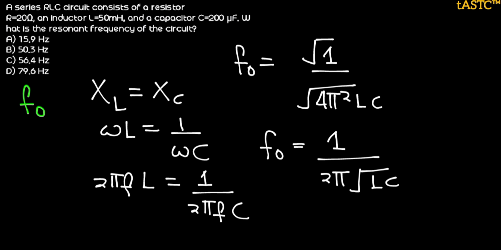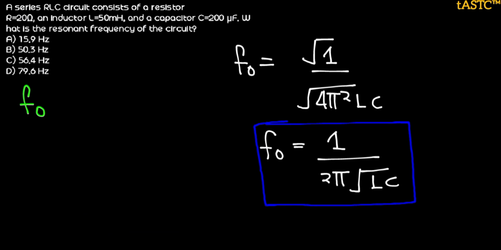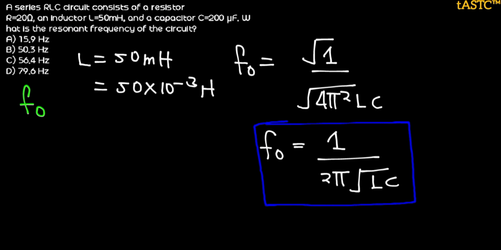So this is a formula that you need to find the resonant frequency within an AC circuit. So what is L? Now, L in this case was given as 50 millihenries, which will be rewritten as 50 multiplied by 10 to the negative 3 henries. Capacitance, that is 200 multiplied by 10 to the negative 6. We know that micro is 10 to the negative 6.